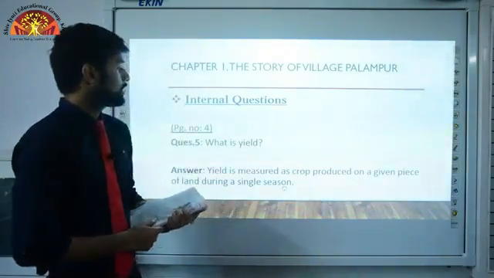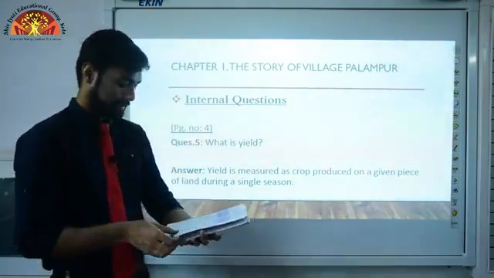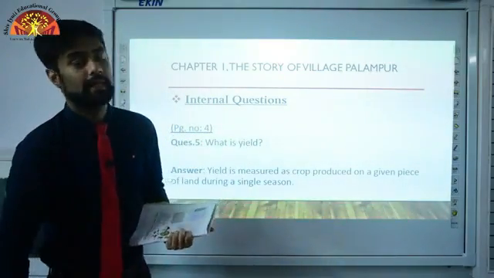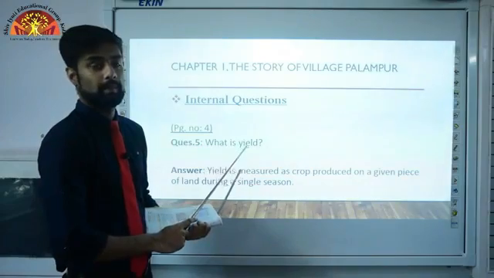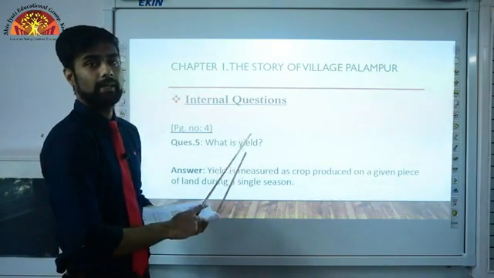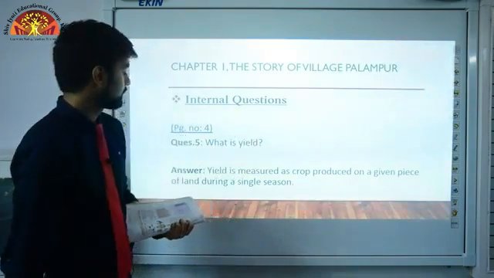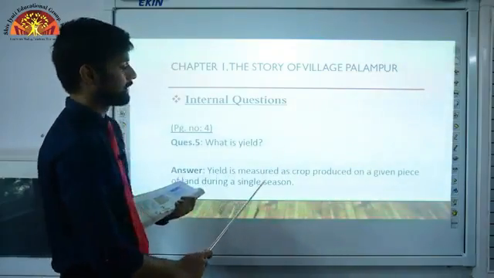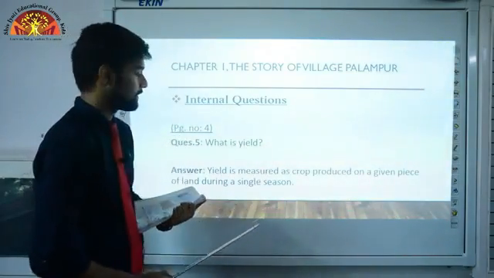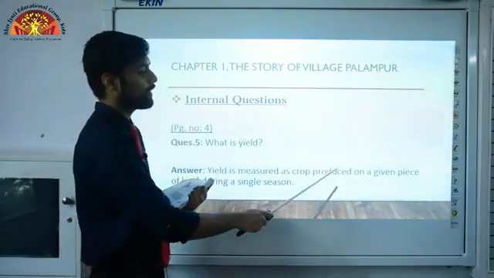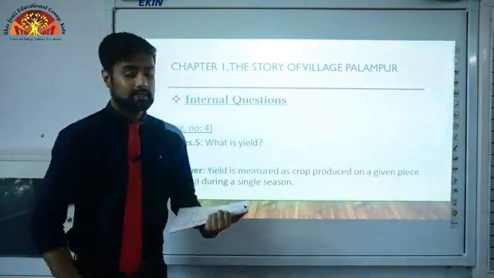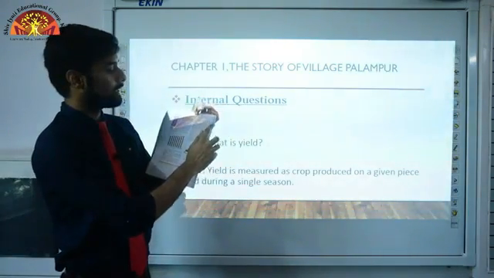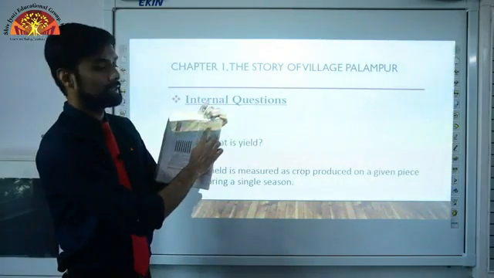Next, question number 5 on page number 4. So open your book on page number 4 and write the question, which is: what is yield? Spelling should be proper. Y-I-E-L-D. Okay, what is yield? Answer. Yield is measured as crop produced on a given piece of land during a single season. As I just told you before, in points to remember as well, it is measured as crop produced on a given piece of land during a single season. Mark this answer on page number 4, first line.